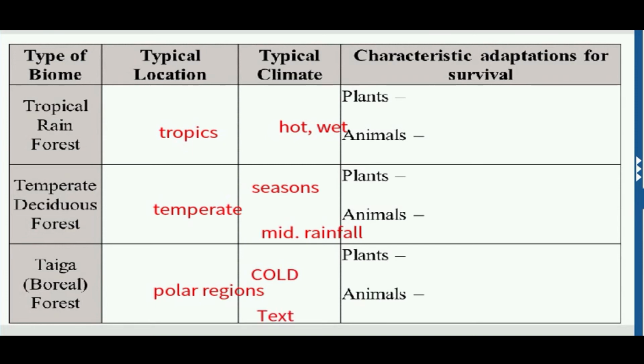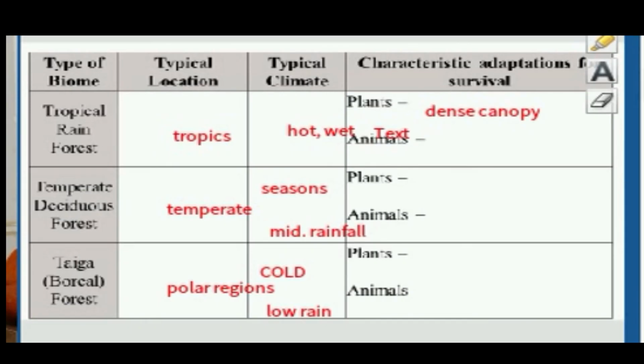Low rain. Okay, some common plants. You're going to have a dense canopy of plants. Right, you're going to have all sorts of stuff. High biodiversity. So I'm going to write that right here. Remember, your biodiversity is your variety of plants. You're going to have birds, amphibians, mammals, insects, all sorts of things. Here, you're going to have deciduous trees.